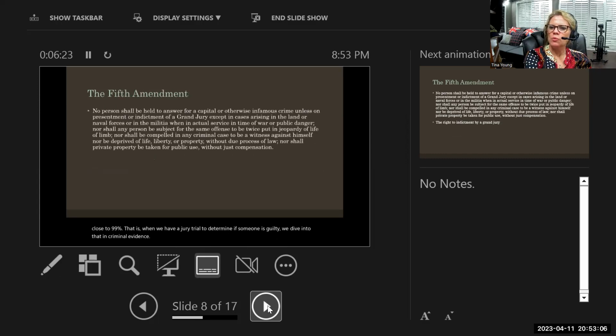The Fifth Amendment: no person shall be held to answer for a capital or otherwise infamous crime unless on presentment or indictment of a grand jury, except in cases arising in the land or naval forces or in the militia when in actual service in time of war or public danger, nor shall any person be subject for the same offense to be twice put in jeopardy of life or limb, nor shall be compelled in any criminal case to be a witness against himself, nor be deprived of life, liberty, or property without due process of law, nor shall private property be taken for public use without compensation.